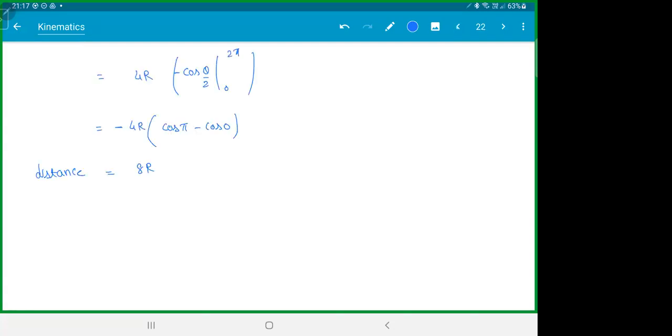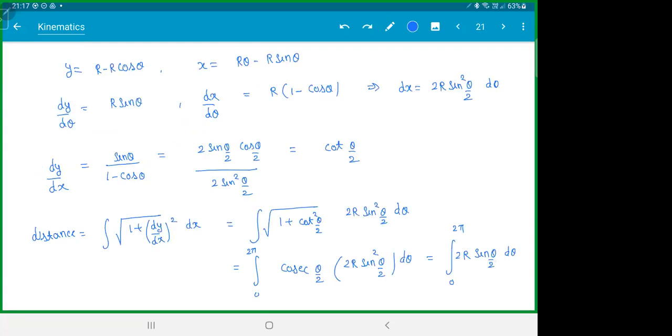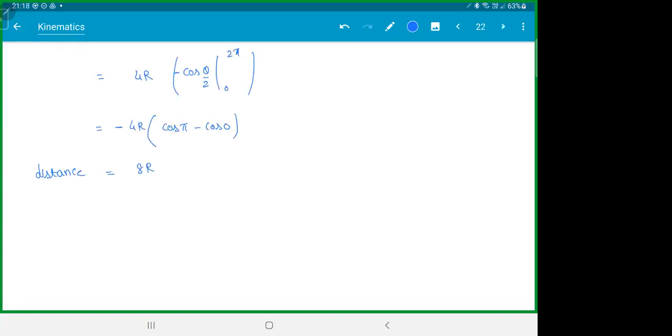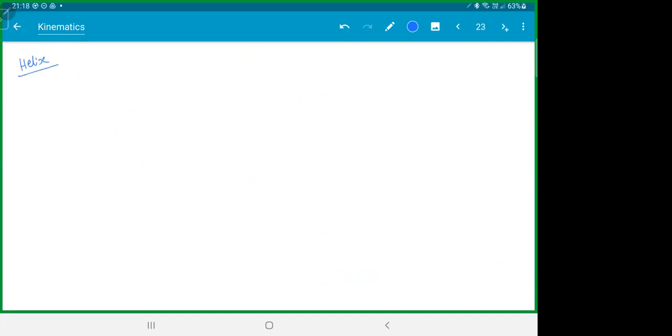How did you get 4R? You forgot how to integrate, Anika. Theta by 2, you'll get a 2 outside, isn't it? The integral of sin(ax + b) is (1/a) cos(ax + b). So here 1 by 2 gives a 2 in the numerator. Do check it out. Integral of sine.